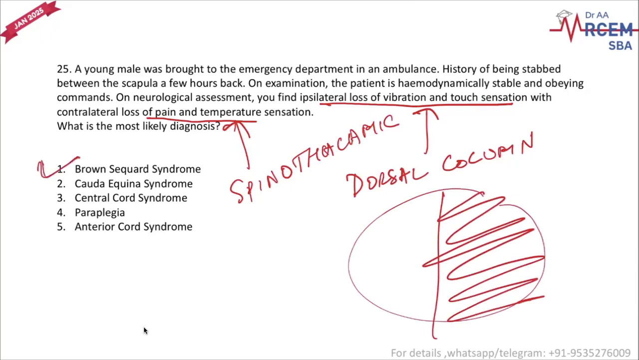So the right answer here is Brown-Sequard syndrome. Prognosis is excellent in this. Prognosis is poor in anterior cord syndrome.